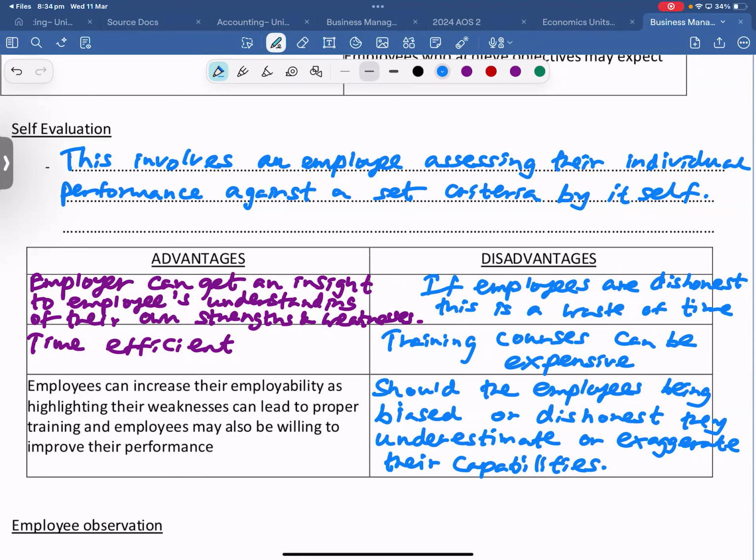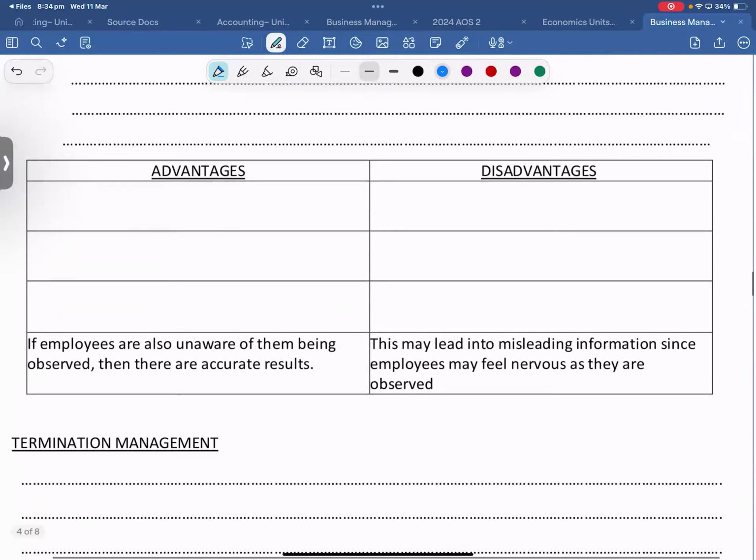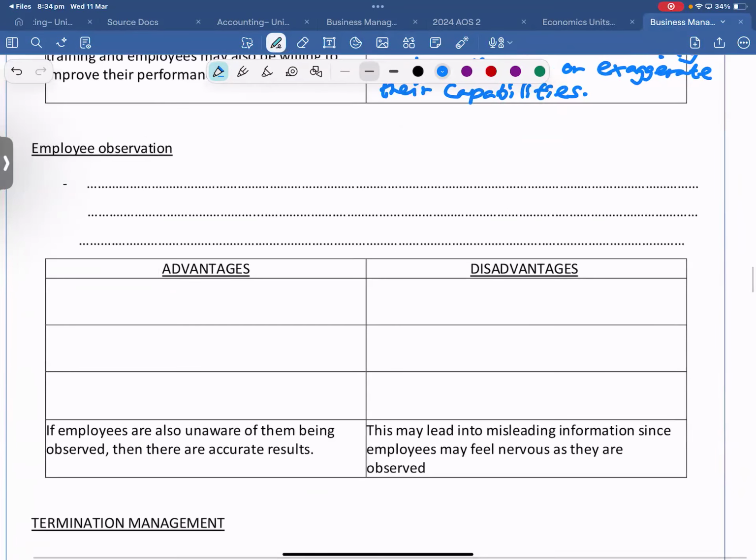Then finally, we are coming to the employee observation, the last one, for performance management.